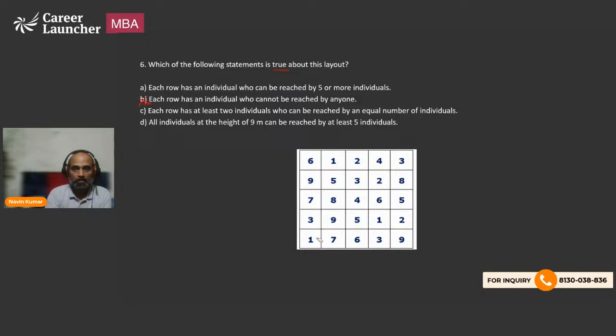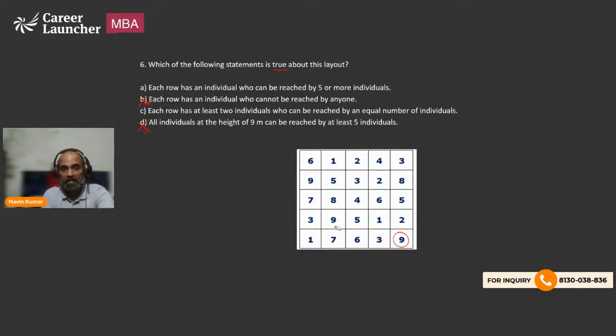Now, from the leftover 3 statements, let's look at D. All individuals of height 9 can be reached by at least 5 individuals. So let's check. Can be reached by 6, can be reached by 7, can be reached by 5, and now, it can be reached by 8, right? Because all the other platforms are less. But it can't be reached by a fifth guy now, right? So the very first guy we chose, who is at a height of 9 meters, cannot be reached by at least 5 individuals. So this is also false now.